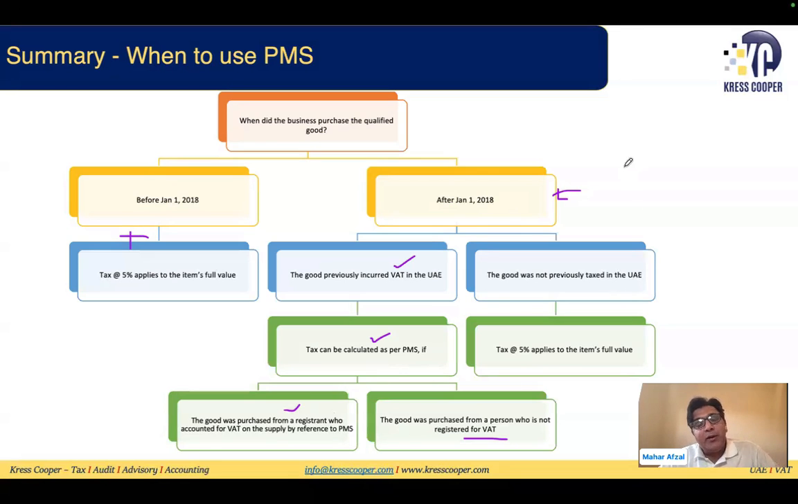So the crux is important. I'm just highlighting it. If you are buying the specific good that we discussed from the unregistered party, or from the party which is already applying the profit margin scheme, and the tax on those goods has already been paid to the FTA at the initial stage or at any later stage, then you can apply the profit margin scheme. Otherwise, you cannot apply the profit margin scheme.